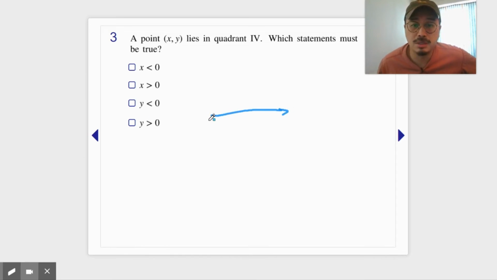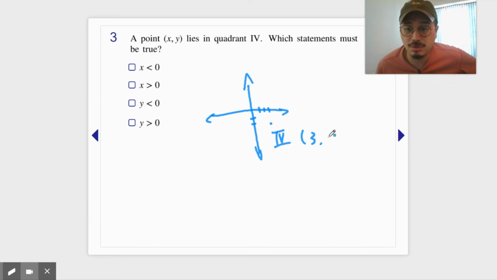Let's see. Now, quadrant 4, right? So think about it. Quadrant 4 is right here. So let's make another example. 1, 2, 3. And then 2 down, right? So here, 3, -2. So let's see which one of these is true. X is less than 0, not true. X is greater than 0, true.